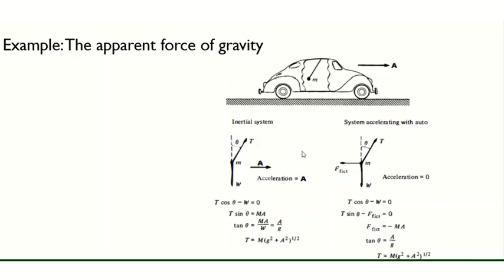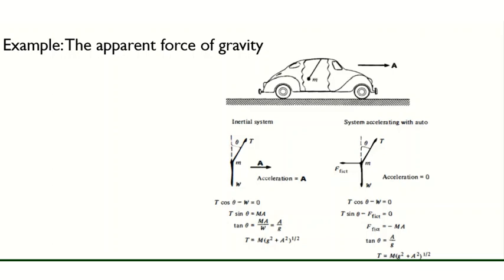So in this example, a simple pendulum which carries a mass m is suspended from the roof of the car moving with an acceleration a. We want to find the acceleration a and the tension acting on this string. So our aim is to find the acceleration and also the tension acting on the string. We solved this problem both in an inertial frame and in a frame accelerating with the car.